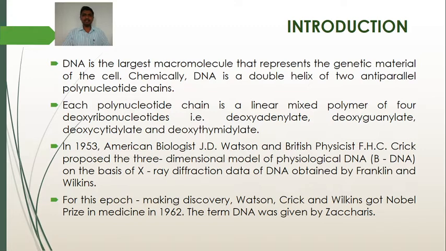In 1953, American biologist J.D. Watson and British physicist F.H.C. Crick proposed the three-dimensional model of physiological DNA, that is the B form of the DNA, on the basis of X-ray diffraction data of DNA obtained by Franklin and Wilkins. For this epoch-making discovery, Watson, Crick and Wilkins got Nobel Prize in Medicine in 1962.